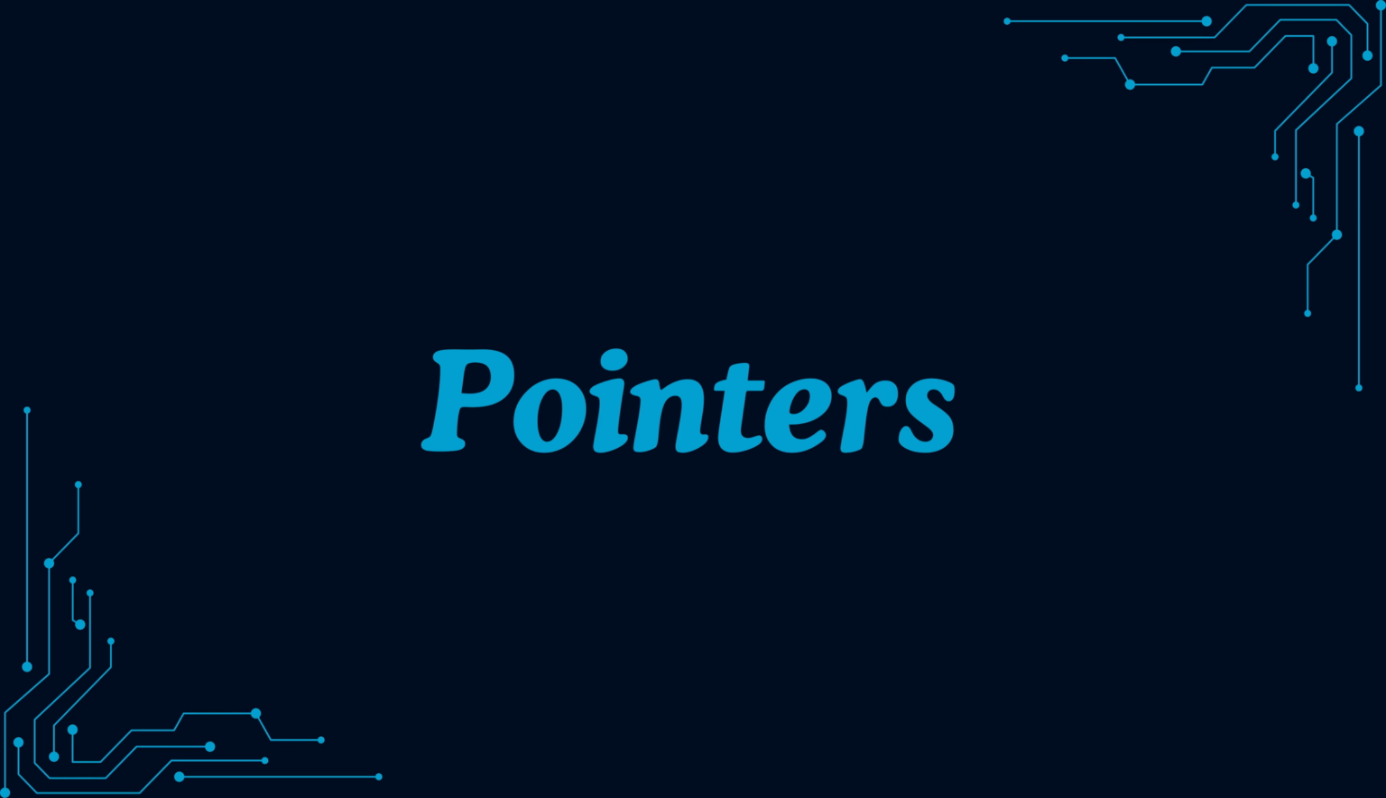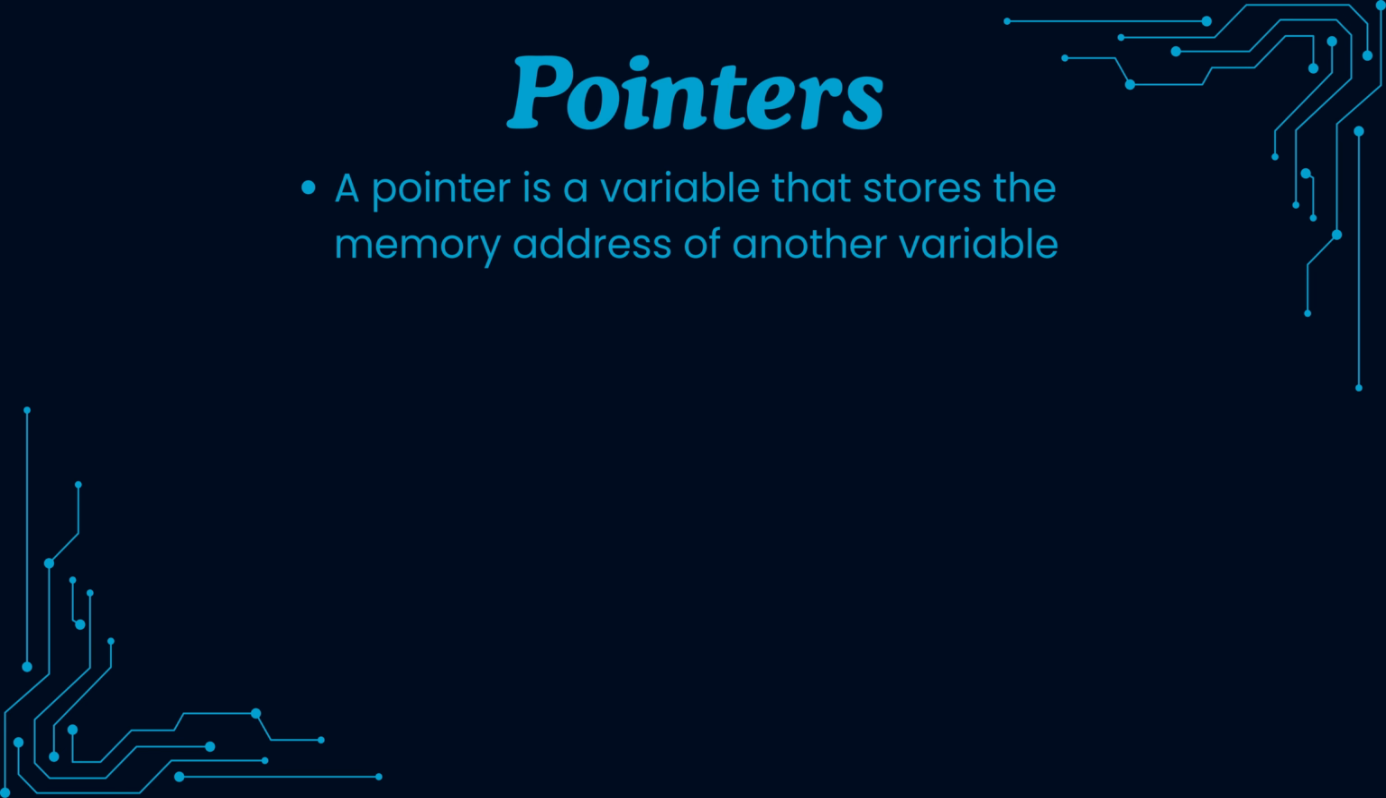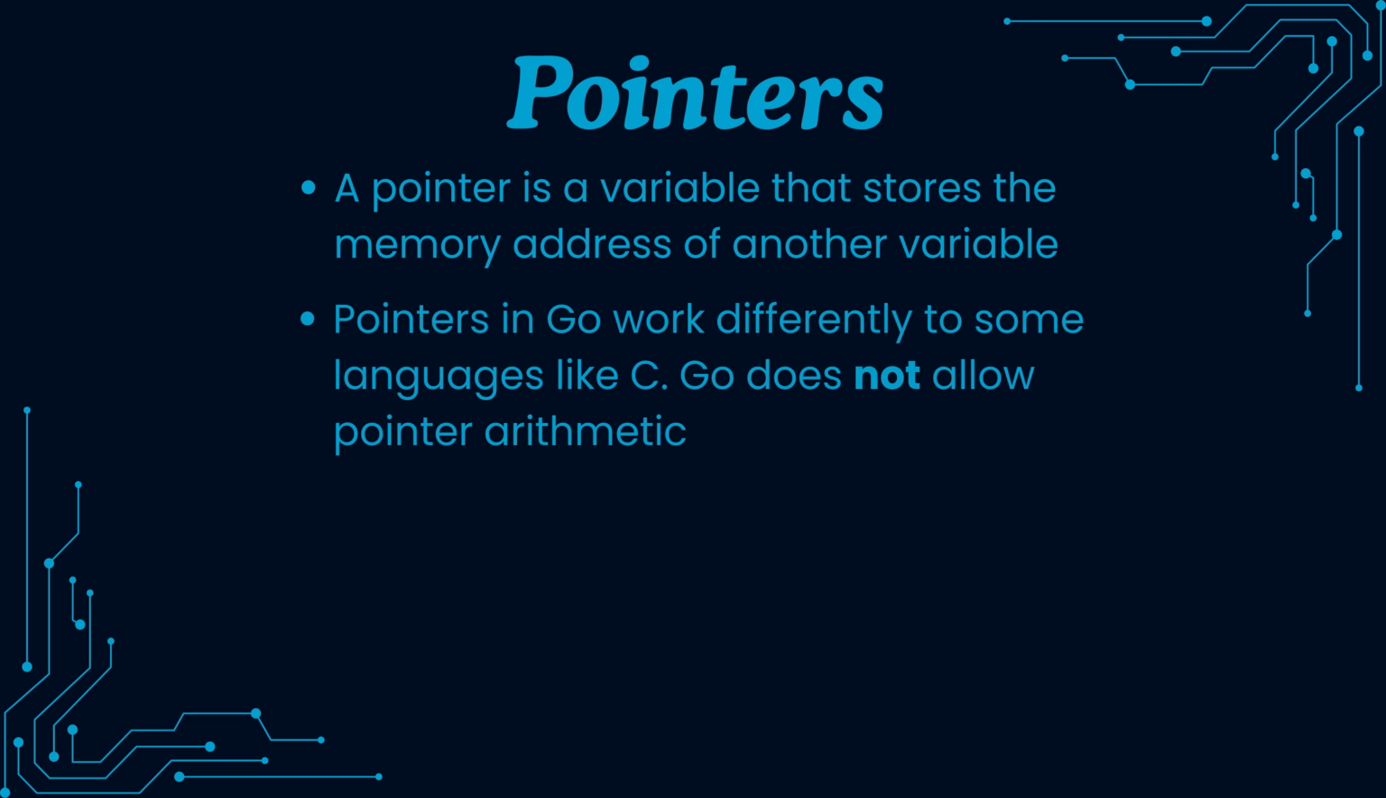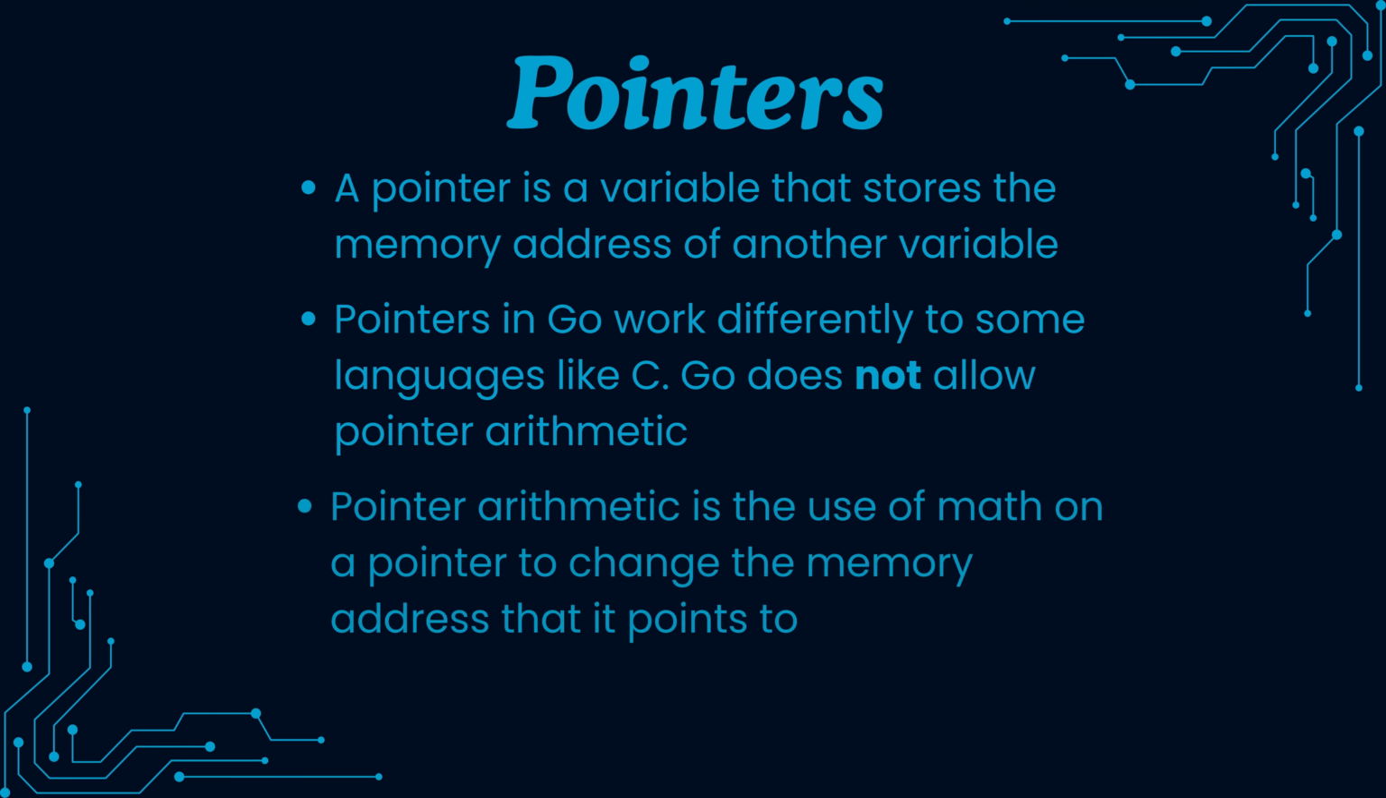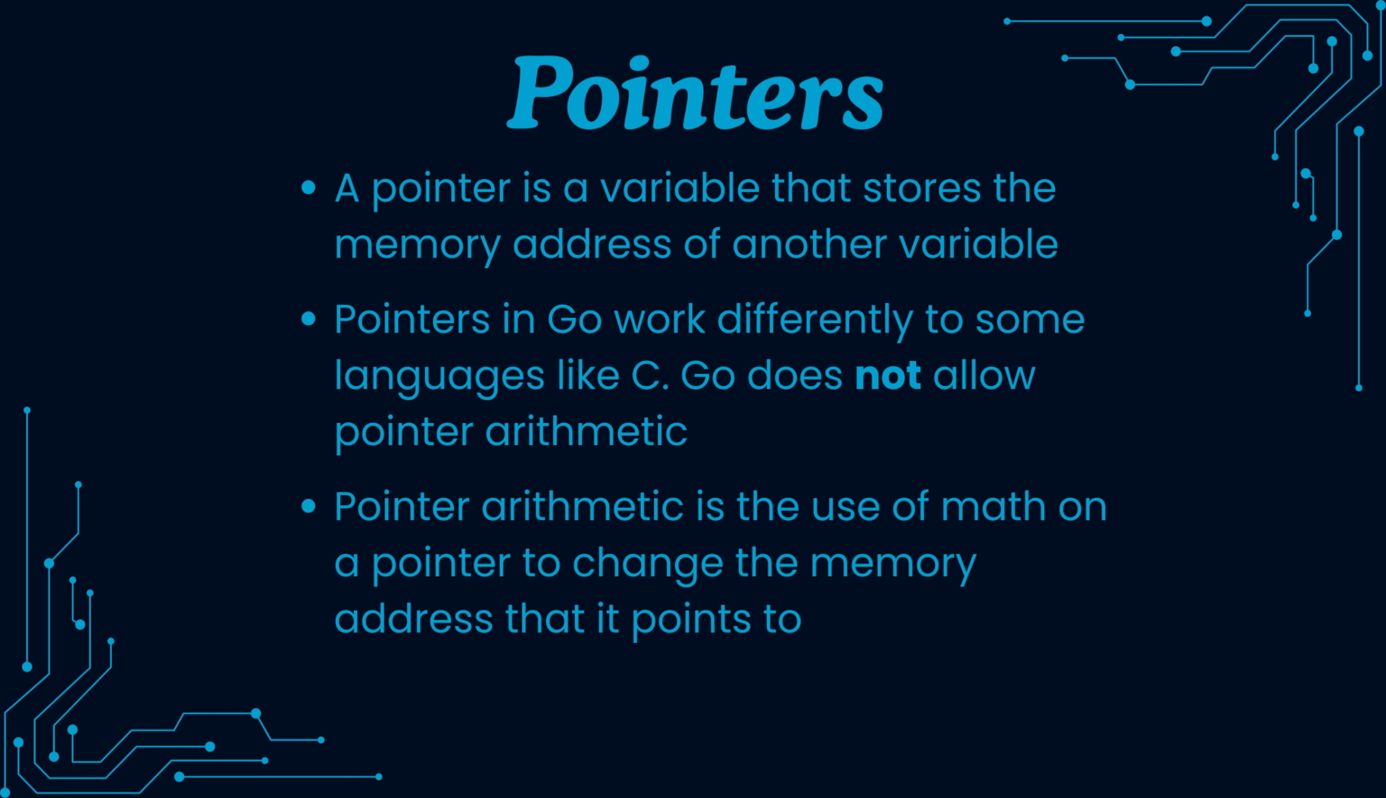Pointers. A pointer is a variable that stores the memory address of another variable. Pointers are not unique to Go, but pointers in Go work differently to some languages like C. Go does not allow pointer arithmetic. Pointer arithmetic is the use of math on a pointer to change the memory address that it points to.